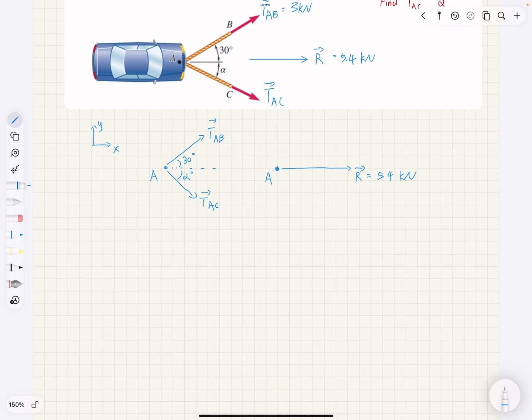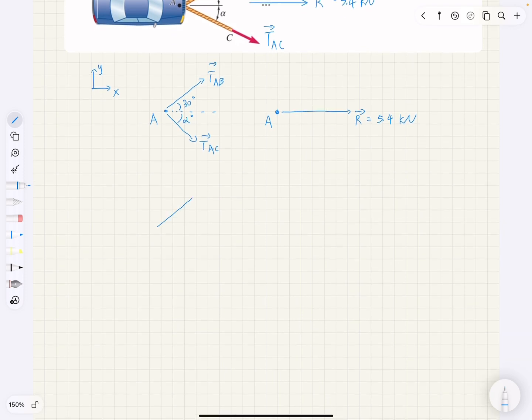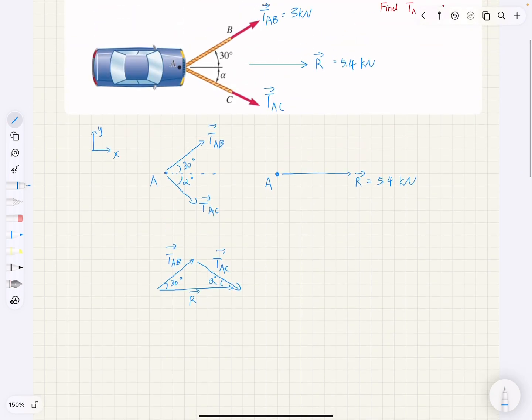By looking at the FBD, we can see that it is actually a vector addition. So we have force TAB, and we can move TAC to here, with a resultant force of R. So here is 30 degrees, and here we have alpha. So first, we want to find TAC.